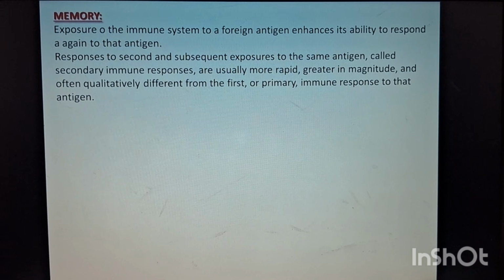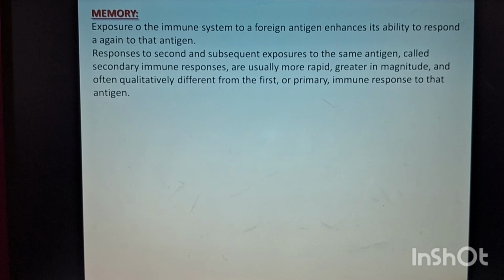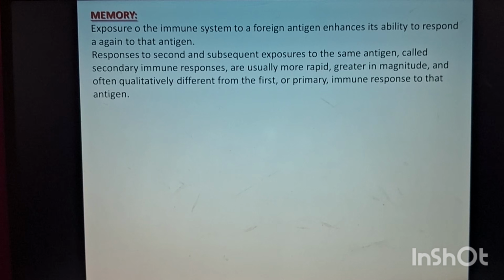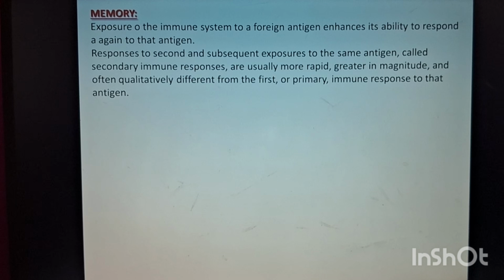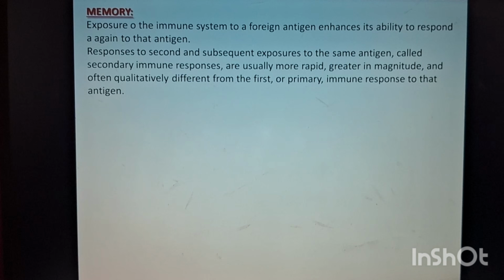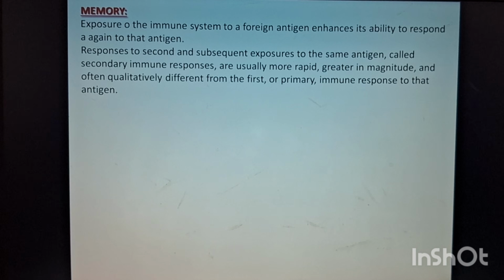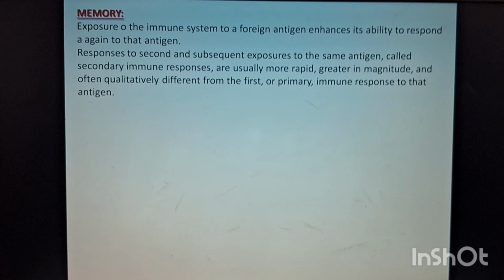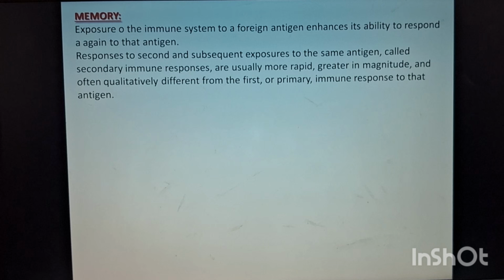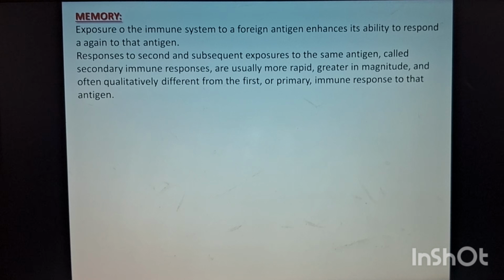Next feature is memory. Every cell, that is immune cells or other cells or tumor cells, has memory cells. Exposure of the immune system to a foreign antigen enhances its ability to respond again to that antigen. Responses to second and subsequent exposures to the same antigen, called secondary immune responses, are usually more rapid, greater in magnitude, and often qualitatively different from the first or primary immune response to the antigen.